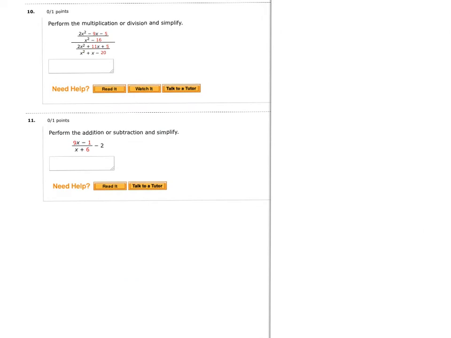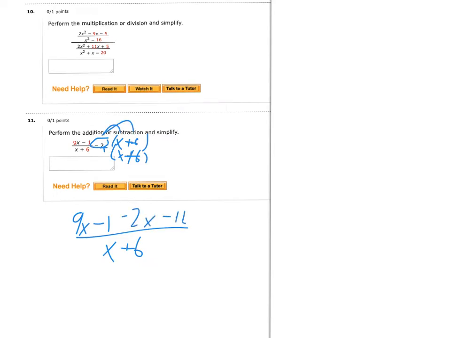Now we'll move on to addition and subtraction, which we really got to think about common denominator here. So I'm going to multiply this one by x plus 6, top and bottom. And so that's going to give me x plus 6 on bottom for our common denominator. On top I have 9x minus 1. And then on this one I need to make sure I distribute this as a negative 2. So I get negative 2x minus 12. We'll just combine the like terms up top. So I get 7x minus 12. Oh no, mine's 13 over x plus 6.